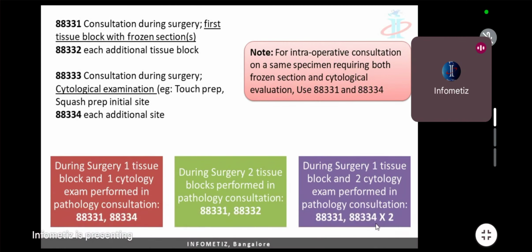This is actually given below 88334, in the note section: for intraoperative consultation on the same specimen requiring both frozen section and cytological examination. If we cannot report 88331 and 88333 together, then how do we report? We can report 88331 and 88334. Now you can see 88334 is the add-on code and the parent code is 88333. That's true, but you can see below 88334, what does it say? Use 88334 along with 88331 and 88333, which means both are parent codes.